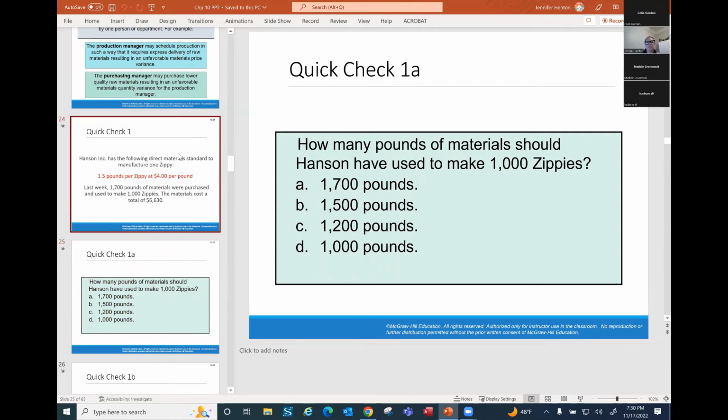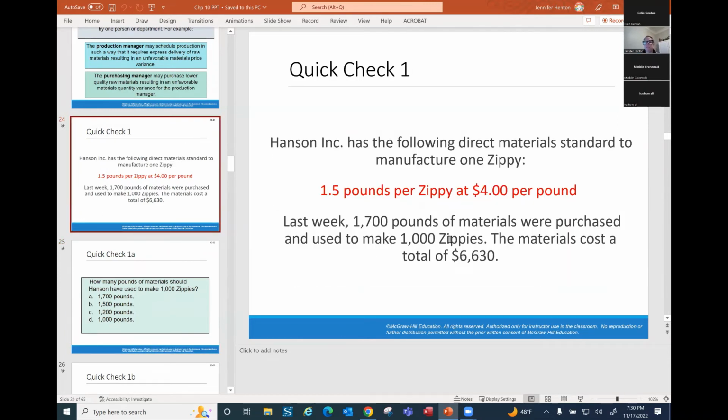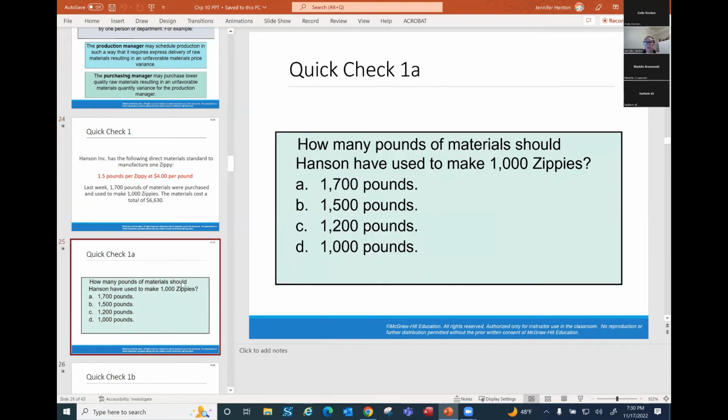So we're making 1,000 zippies, and it wants to know how many pounds of material. Well, according to our estimate, it's telling us 1.5 pounds per zippy. So we'll take 1,000, if that's what we made, and we'll times it by the 1.5. So that's going to be 1,500 pounds.